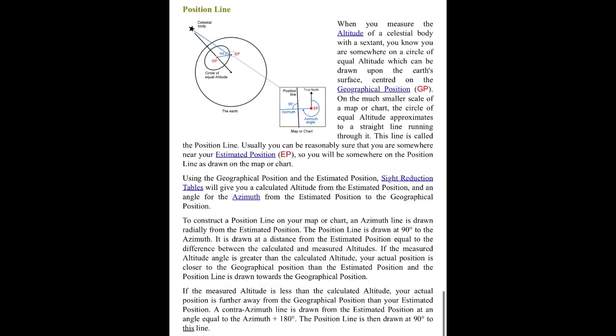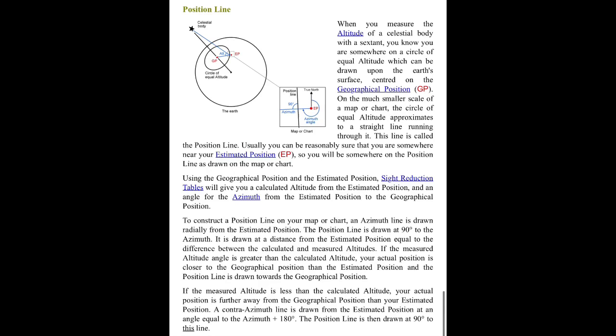If the measured altitude is less than the calculated altitude, your actual position is further away from the geographical position than your estimated position. A contra-azimuth line is drawn from the estimated position at an angle equal to the azimuth plus 180 degrees. The position line is then drawn at 90 degrees to this line.